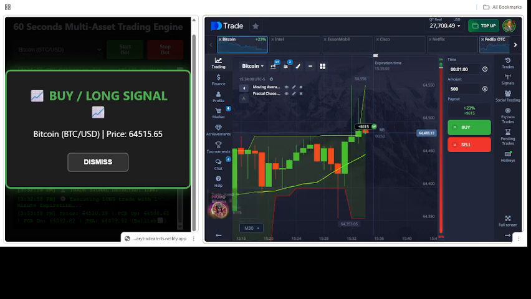Wow. Okay. So we won that trade. It retraced back, but I caught the entry right on time here.